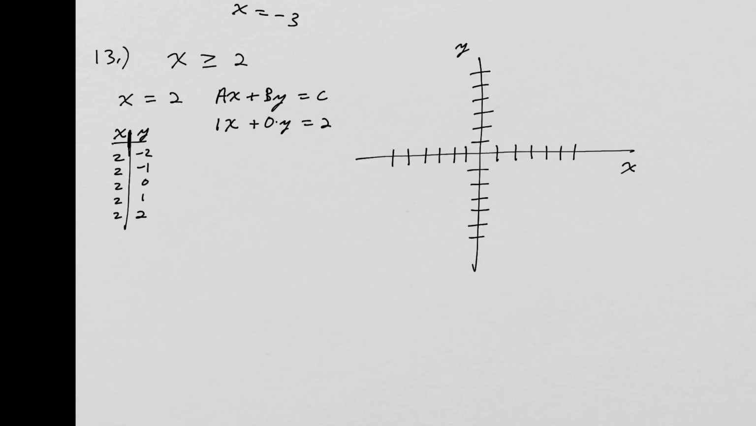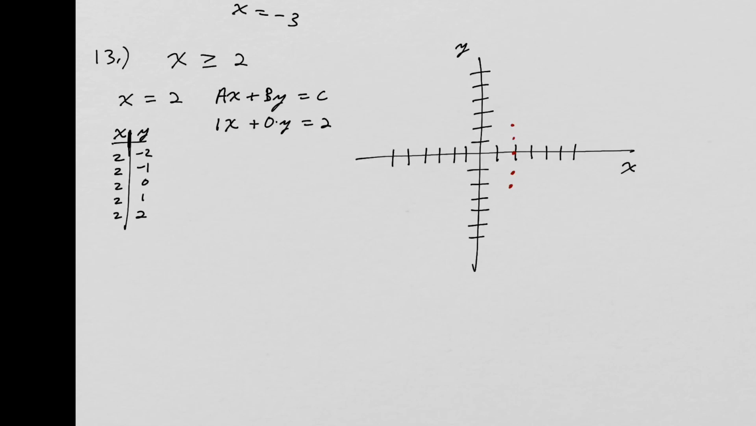So when I graph this line, let me plot those points. I have (2, -2) here, (2, -1) here, (2, 0) here, (2, 1), (2, 2). So if I graph that line and pass through all those points, it's going to be a vertical line.